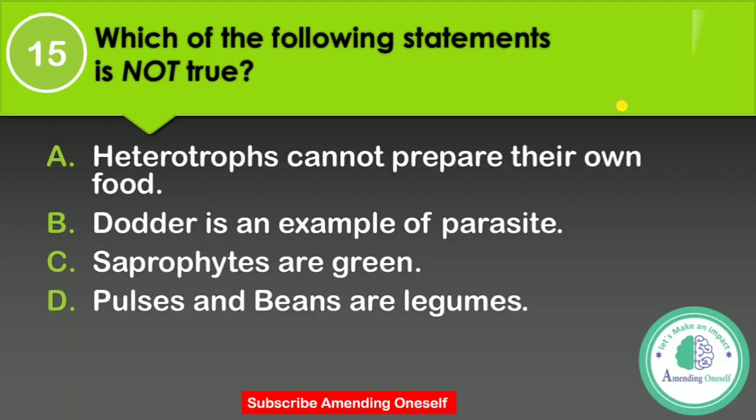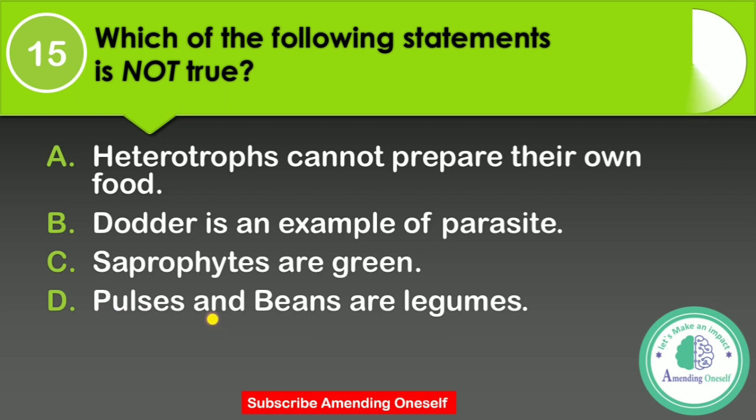Which of the following statements is not true? Option A, heterotrophs cannot prepare their own food. Option B, dodder is an example of parasite. Option C, saprophytes are green. Option D, pulses and beans are legumes.